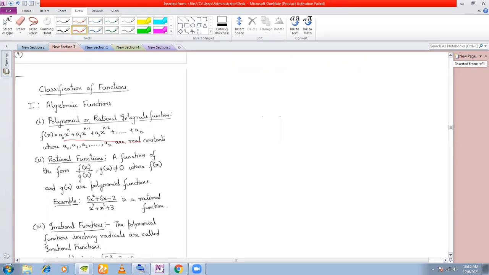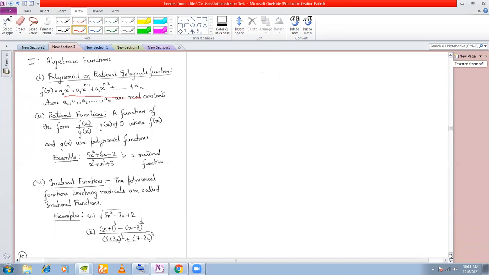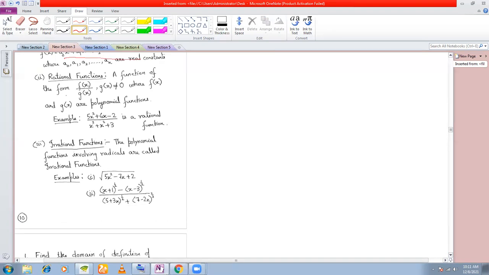Then you have the next type of algebraic function, which is called the rational functions. Rational functions are nothing but fractions containing polynomials. So in this example, this is a fraction in which the numerator is a polynomial and also the denominator is a polynomial. Also, the coefficients of all these polynomials, the numerator and denominator, are rational, right? So 1 into x cube plus 1 into x square plus 3, all these are rational. That is why these are called rational functions.